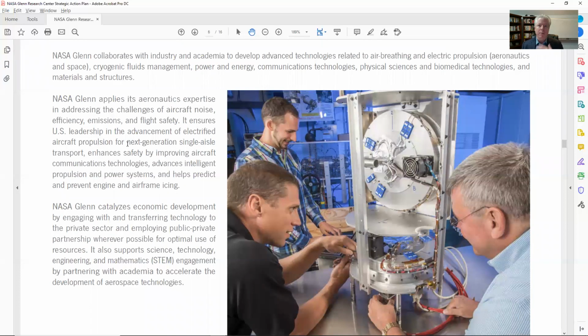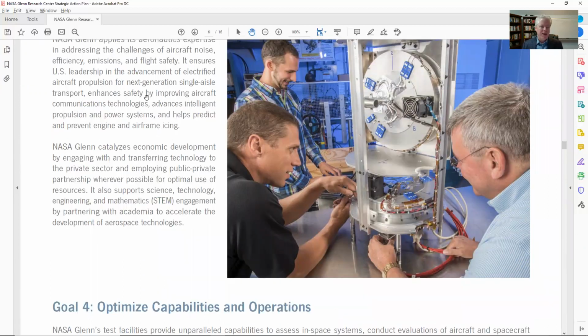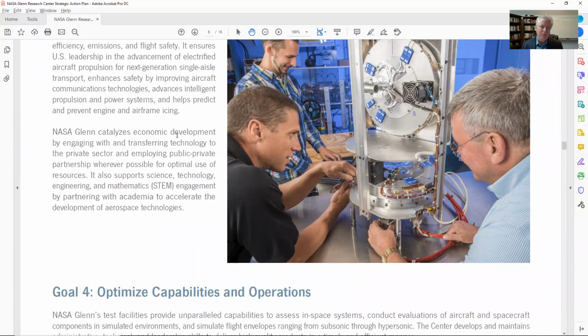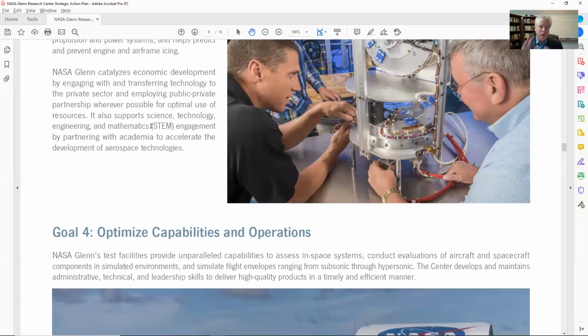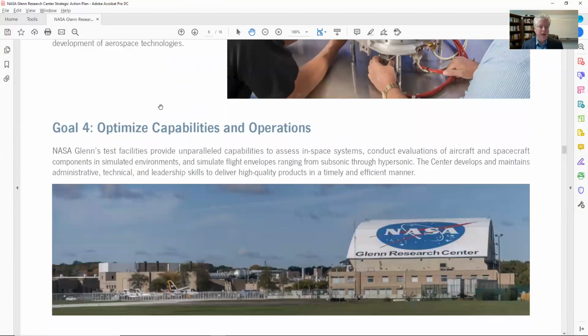Learning about some of these agencies really helps you understand where you can fit in, and most importantly, how you can support their mission. So these guys are supporting industry as well. Let's just go back though. I'm bypassing that because none of that really is popping for me on helping my customers when they have the conversation. They catalyze economic development by engaging with and transferring technology to the private sector, employing public-private partnerships. They support STEM partners. So if it fits in, that's great. I'm mostly looking for IT-related stuff in this particular exercise.